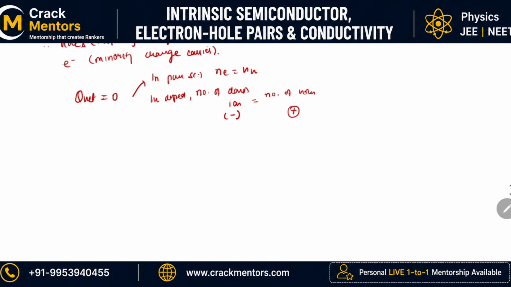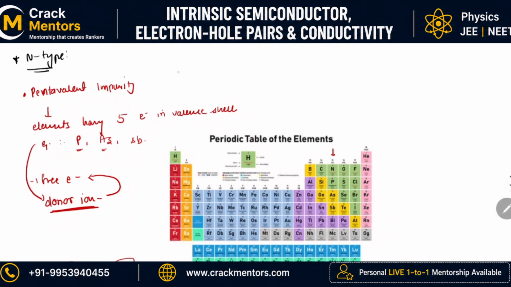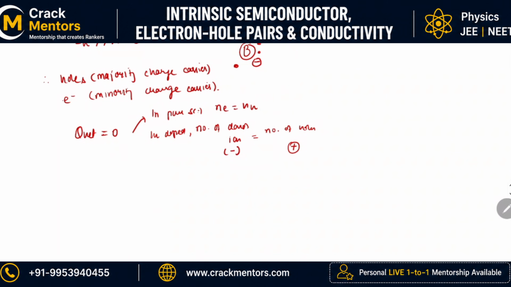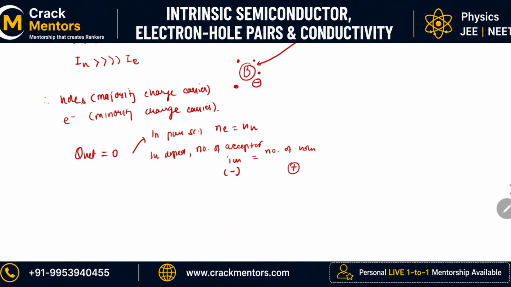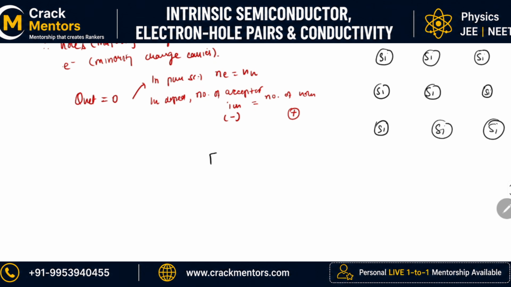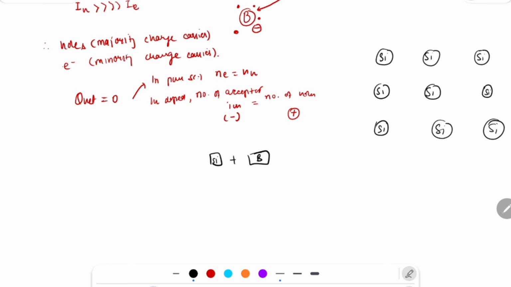Is that clear? Earlier my pentavalent atom, my group 15 element, was the donor ion. Here this can't be called a donor ion, which is a wrong term. I can call this an acceptor ion. I hope you got it, that this is my acceptor ion. So what can I find from here? If this is my entire crystal of silicon, I will find that when silicon is mixed with a trivalent element, one atom gets replaced.